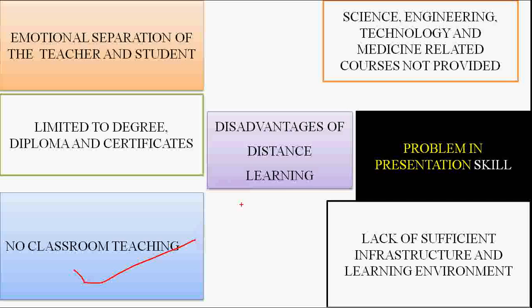So it is all about the disadvantages of distance learning. These are some specific 6 problems available under distance learning or distance education. If you study your books, you can understand what other types of problems there are. So these are some specific problems available in distance education.